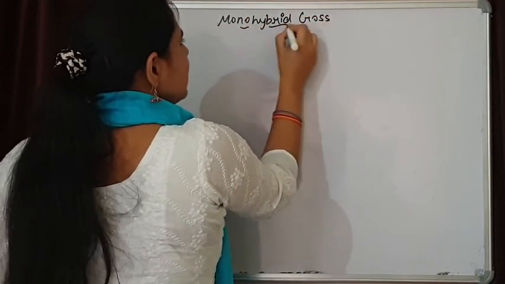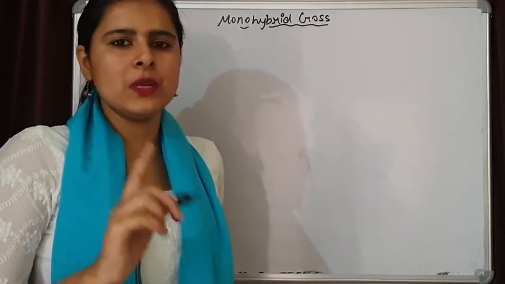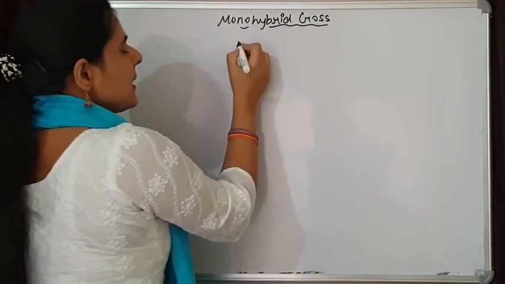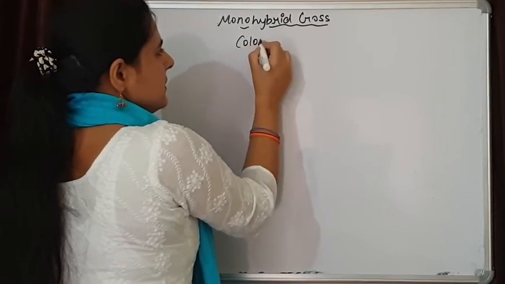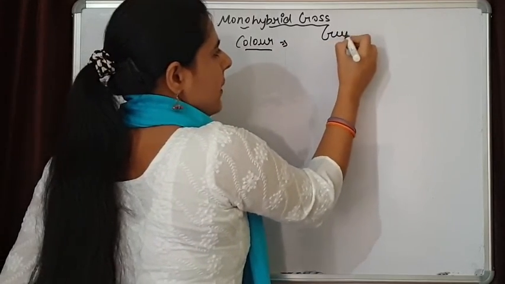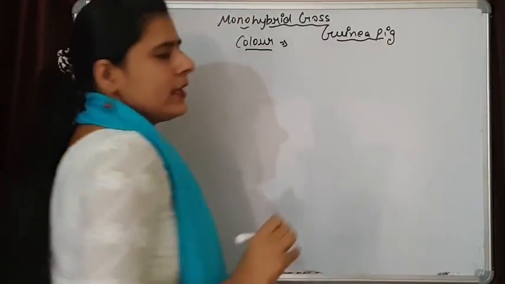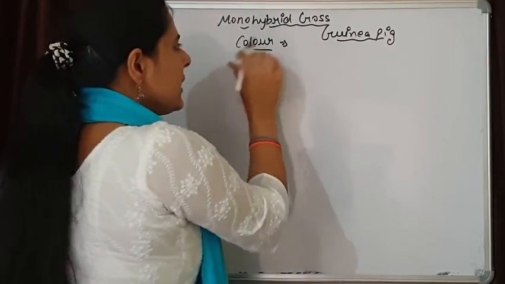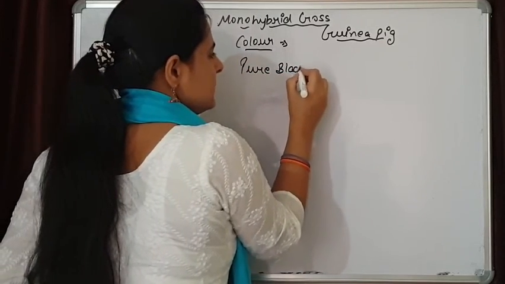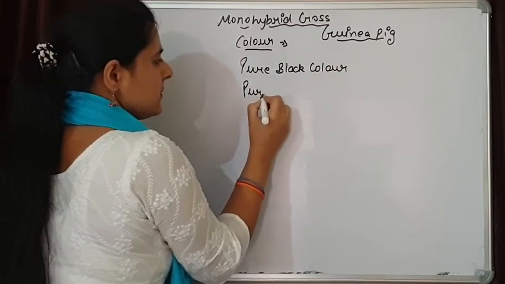And the character. We know in a monohybrid cross we are going to include only one single character in our calculations. So the character is color, the skin color. And we are talking about the example of guinea pig. So guinea pigs are showing two colors, pure black color and pure white color.